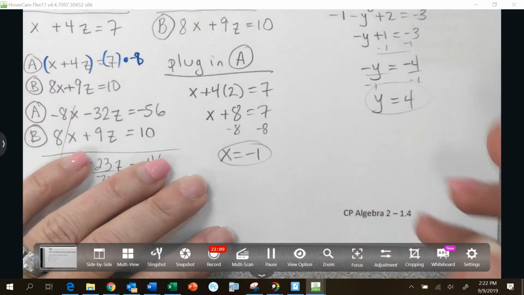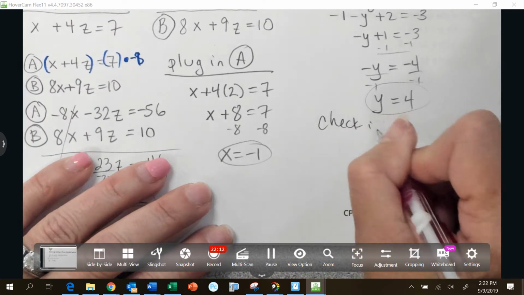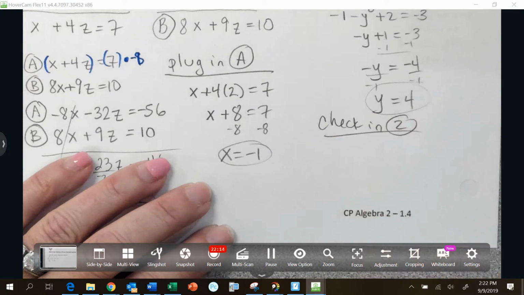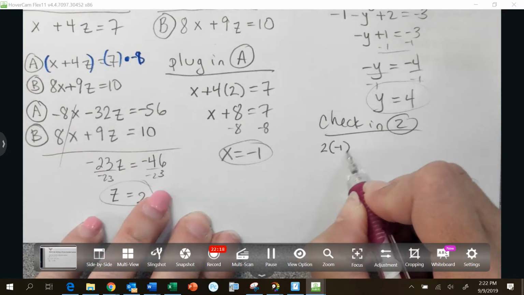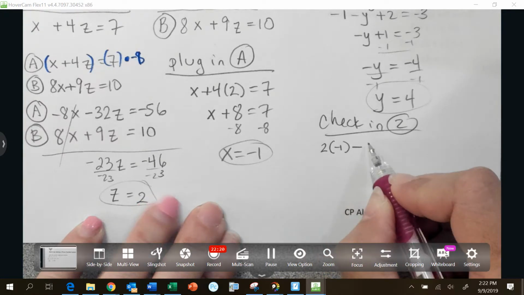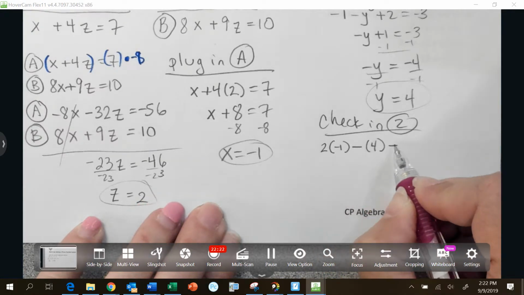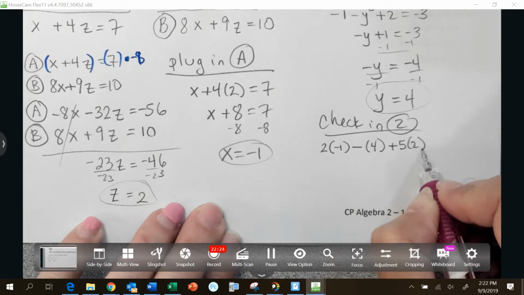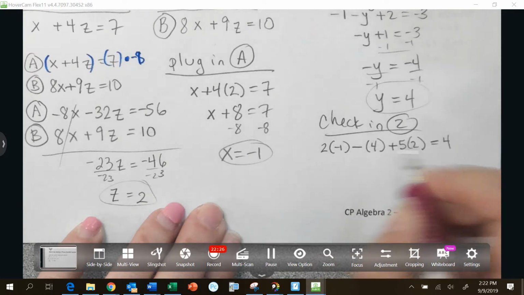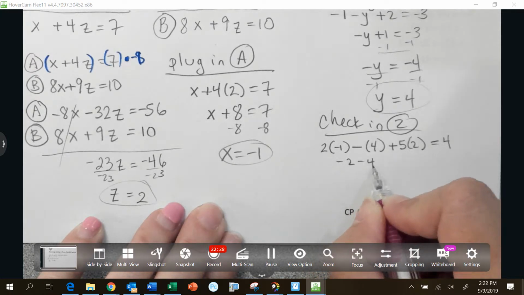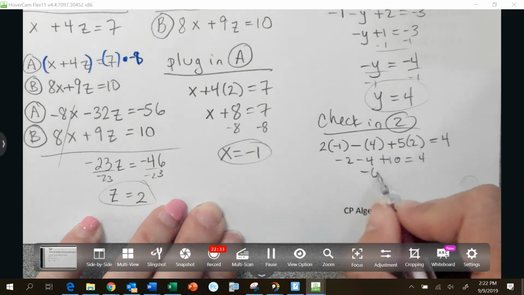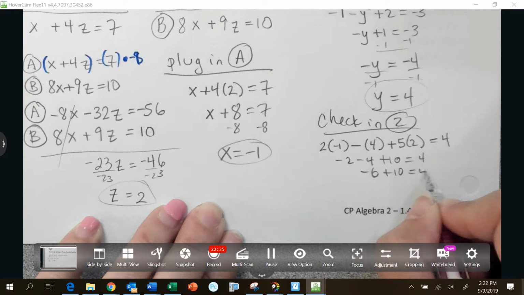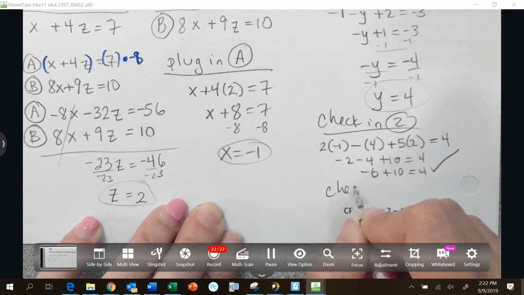After we get all three variables, now we check in 2, and then we will check in 3 also. So 2 times negative 1 minus 4 plus 5 times 2 equals 4. So negative 2 minus 4 plus 10. Negative 6 plus 10, that does equal 4. Check. And check in 3.